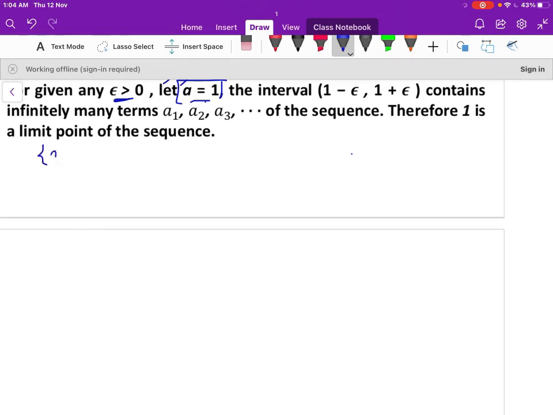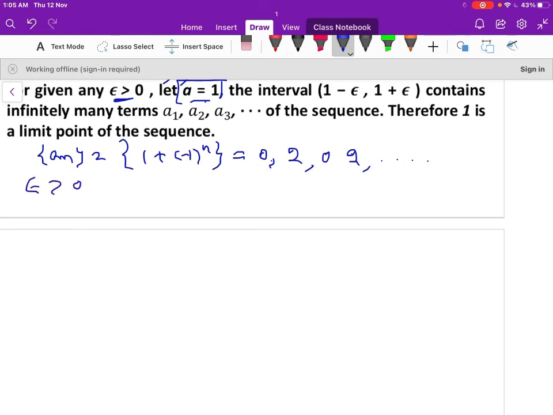Let the sequence a_n be equal to 1 plus minus 1 to the power of n. That can be written as: when n is 1, that is 0. When n is 2, that is 2. When n is 3, 0. When n is 4, 2, and so on. So this is the sequence. Let us check what the limit points of this sequence are.